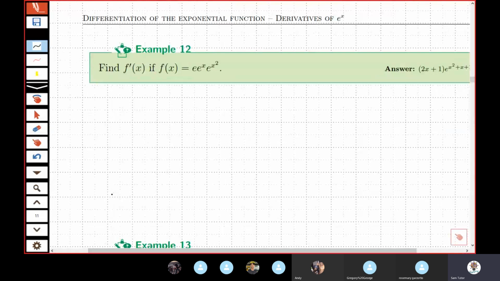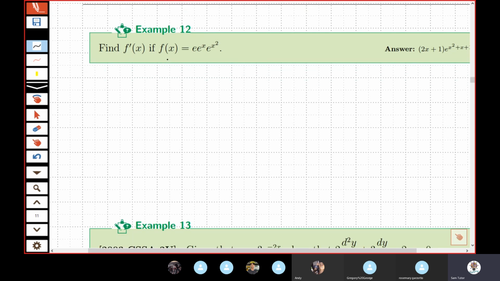Okay. Who wants to give this one a shot? Yeah, someone? No. Gotta pick again. Looks like Azra, it's your lucky day. Let's try this one again. Let's see how you go this time around. Find f dash of x if f of x is this. I'll give you a clue, Azra.